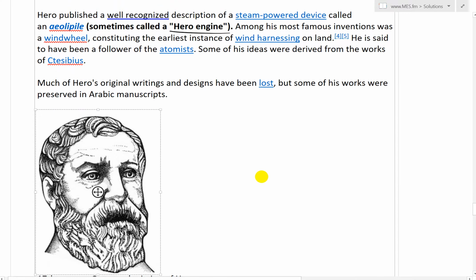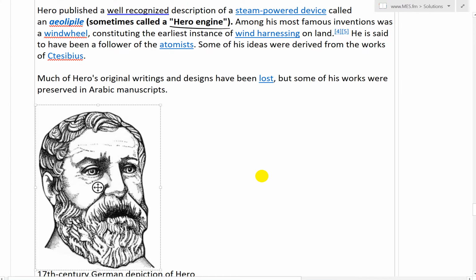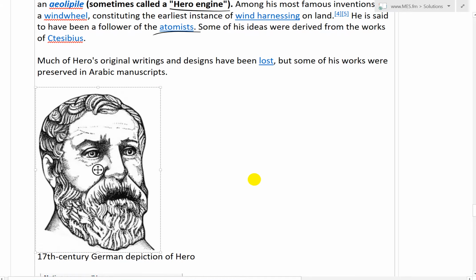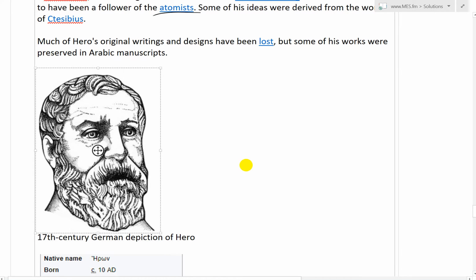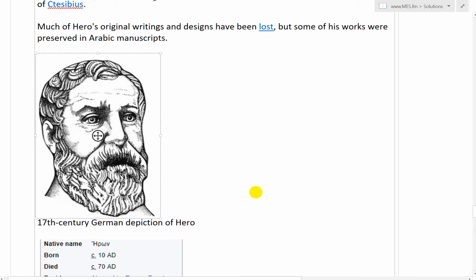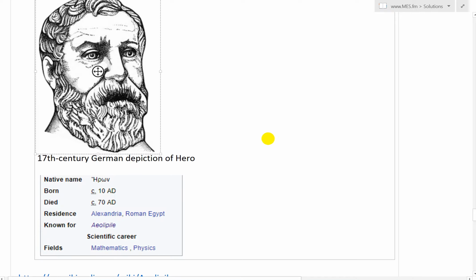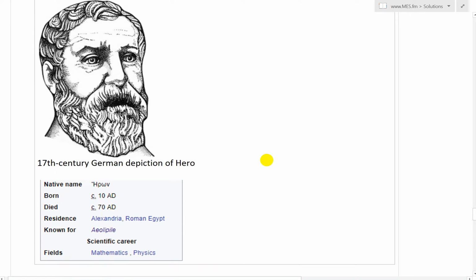Amongst his most famous inventions was a wind wheel, constituting the earliest instance of wind harnessing on land. He is said to have been a follower of the atomists. Some of his ideas were derived from the works of Subtraction. Much of Hero's original writings and designs have been lost, but some of his works were preserved in Arabic manuscripts. Here is a 17th century German depiction of Hero. Looks like some sort of Greek god.